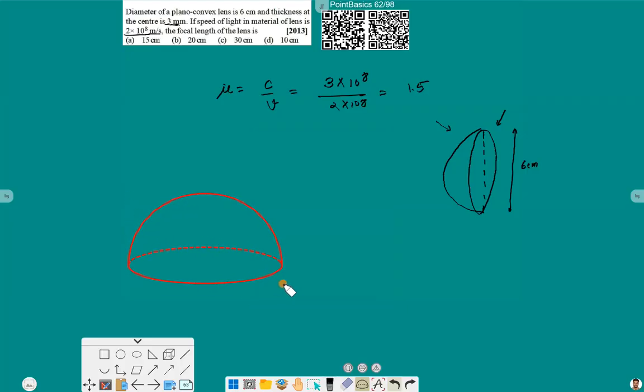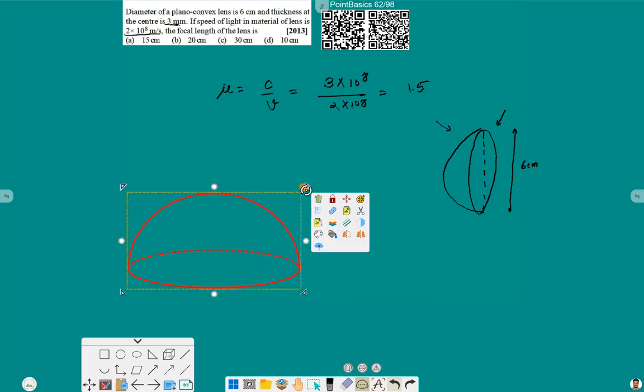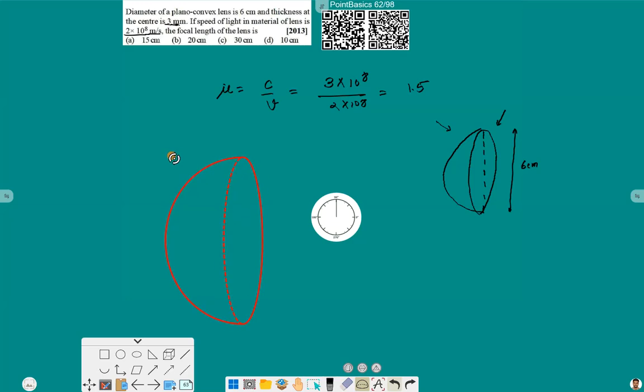So suppose this is our hemisphere, and if I rotate this, then what do I mean by this diagram? This is the space where we cut it. Here we have only this small cross section of this hemisphere. So this is equal to 6 centimeter, and this is the thickness of the lens. So basically this will not be the radius. This is basically the thickness of the lens, and that is given to be 3 mm.